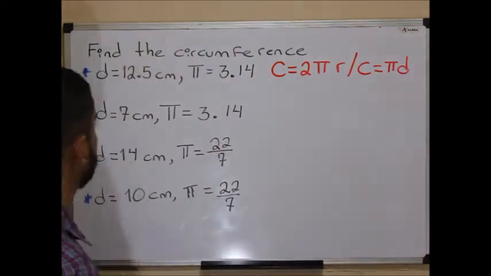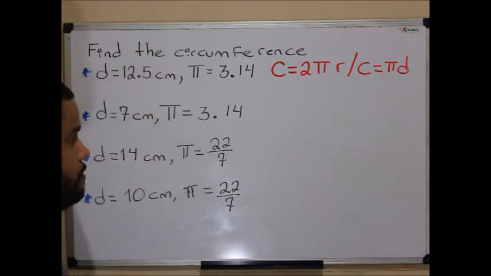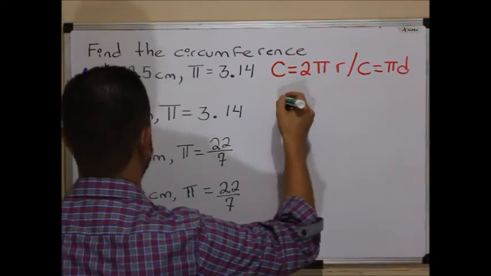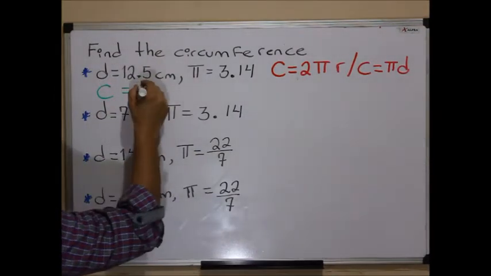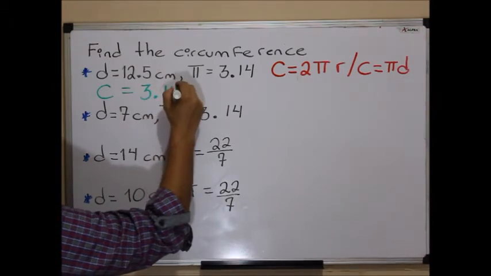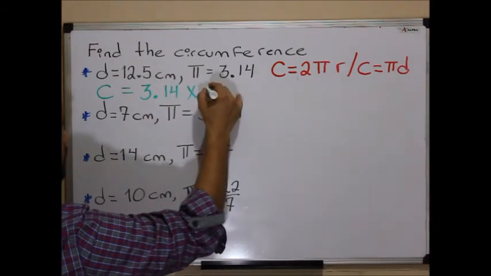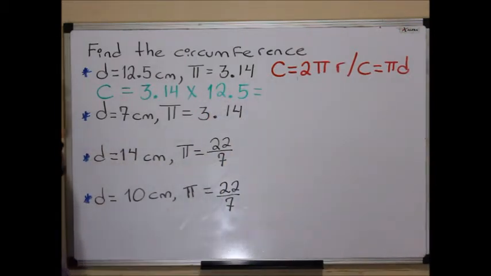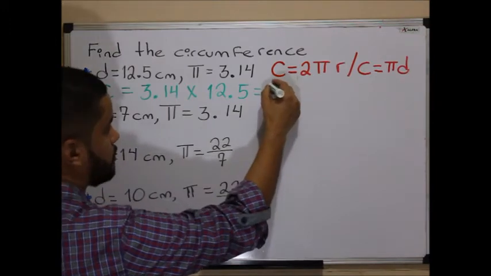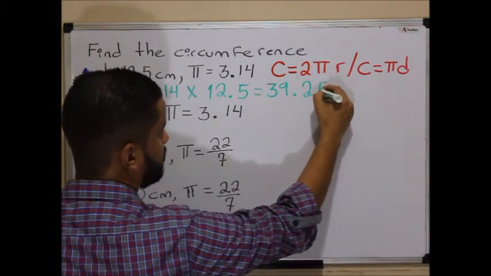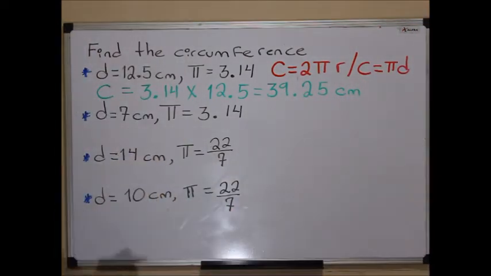So we're having there diameter. That means that we're going to use the second one. So here we're going to have circumference equal the value of pi, that will be 3.14 times the diameter, that is 12.5. Using a calculator, we're going to find that this will be equal to 39.25 centimeters. Now let's solve the second one.